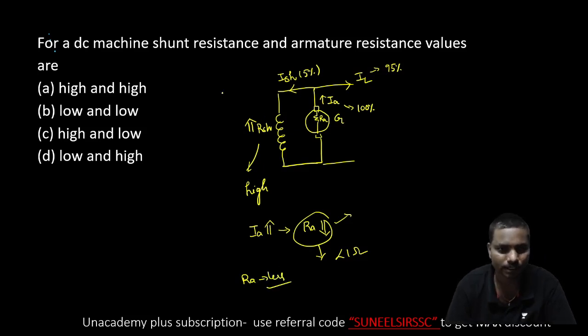RSH is higher. So they are asking shunt resistance high, armature resistance low, high and low. So the answer is option C. Coming to the next question.